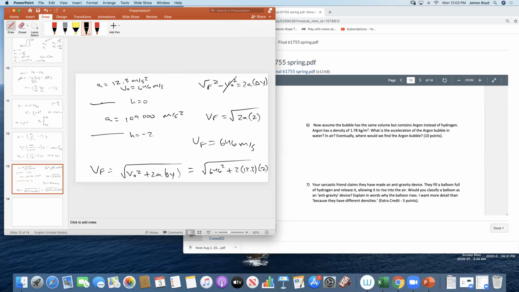The last question here that I want to talk about is, I asked, if your friend claims a balloon is an anti-gravity device, is it? Whenever I ask questions like that, I want to see your thoughts on things. I want you to think about density. I want you to think about how gravity works, why things rise.